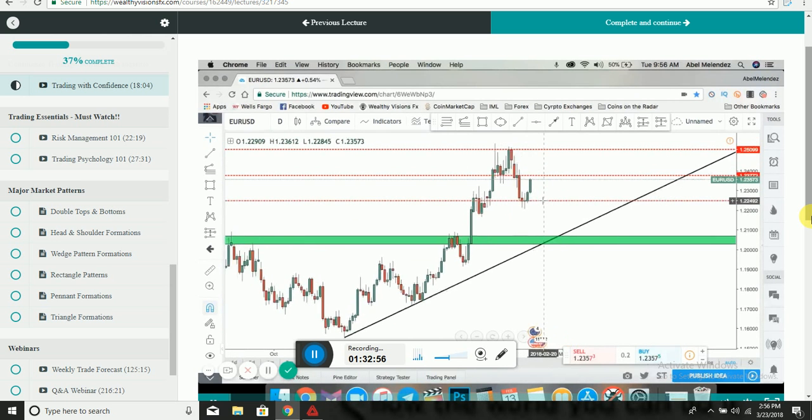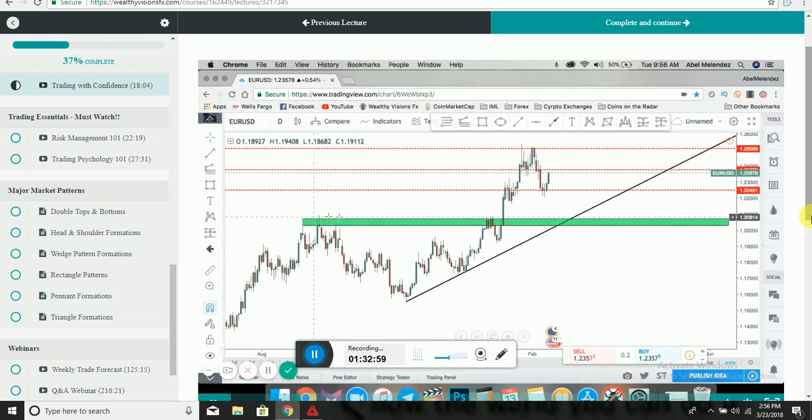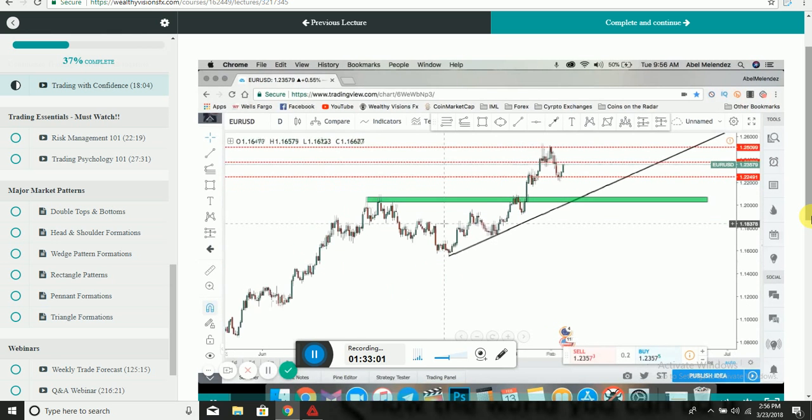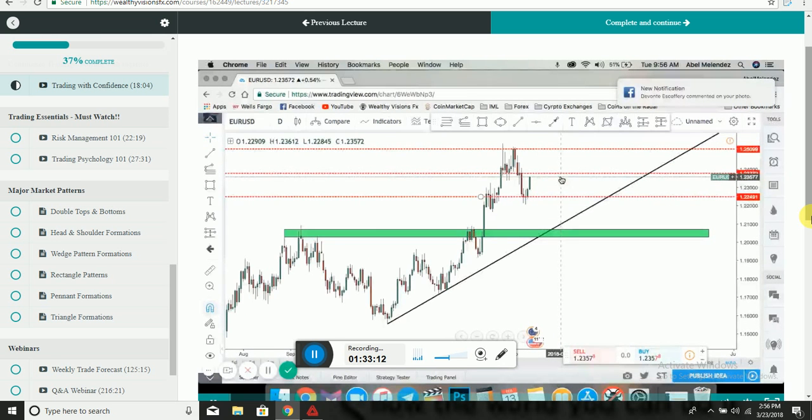So this is what I'm looking at first: structure. Remember I said structure is key. Structure is important. So we've got this broken structure right here, and it hasn't been retested just yet. It has not been retested ever since it broke up. So I'm anticipating that retest, because a level that's broken tends to get retested damn near 80-90% of the time. And that's what I'm looking for.